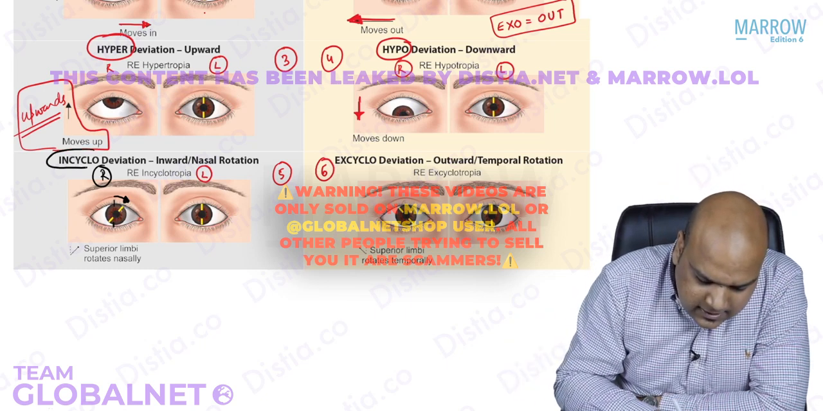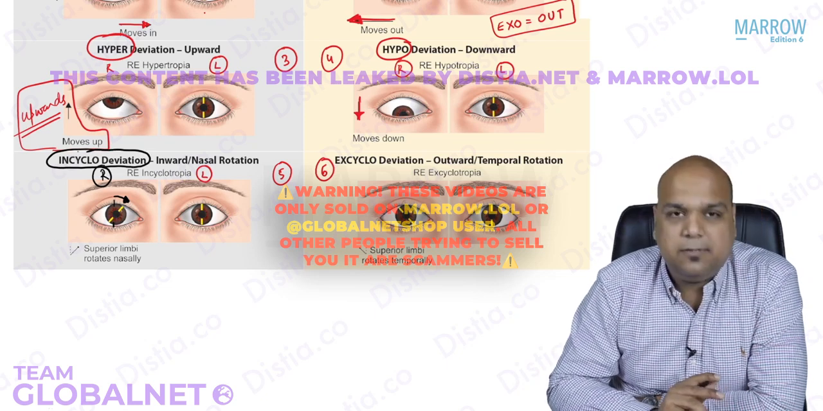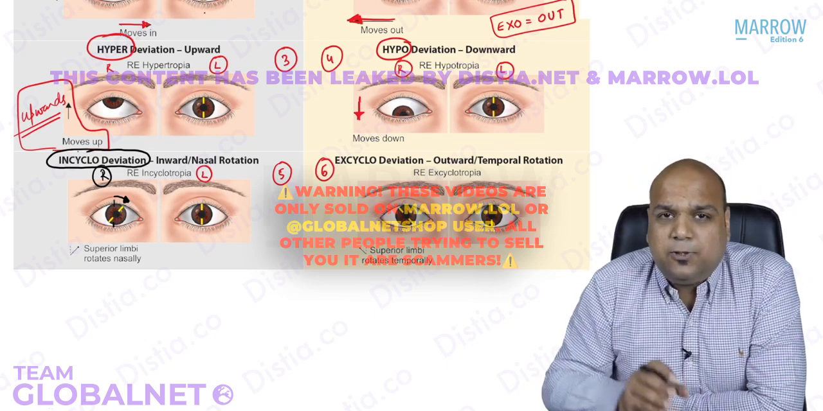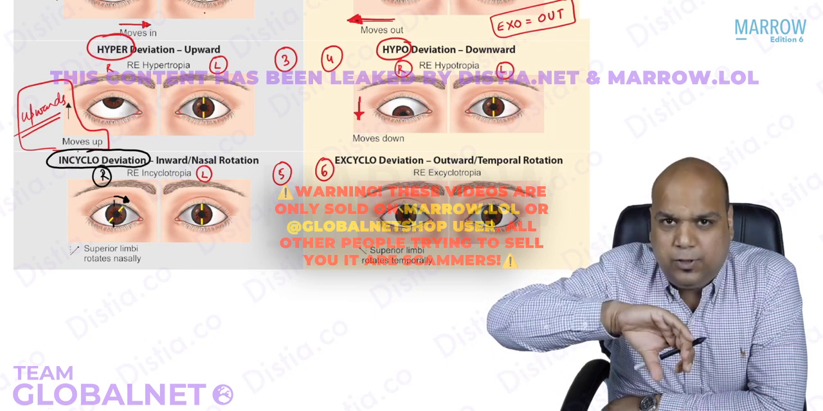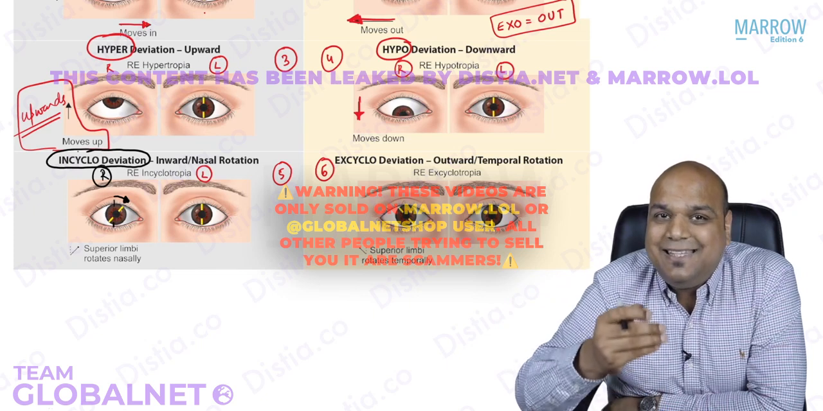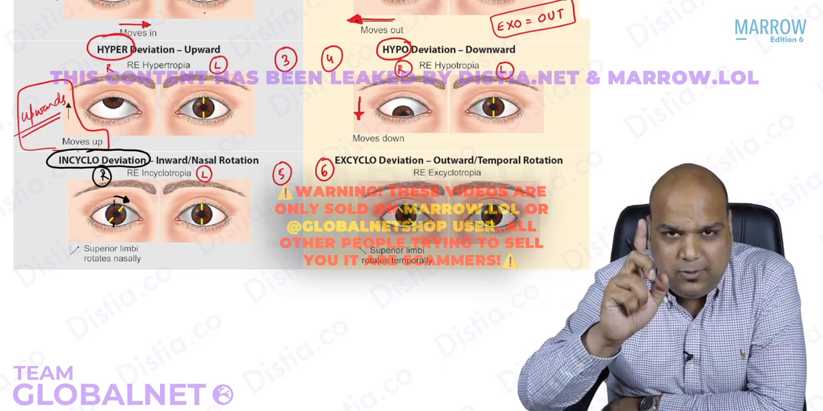Intorsion deviation gets the name incyclodeviation. Am I clear to everybody? Okay. So the eye rotating inwards, normal movement, is called intorsion. Deviation is called incyclodeviation. Are we clear about this?